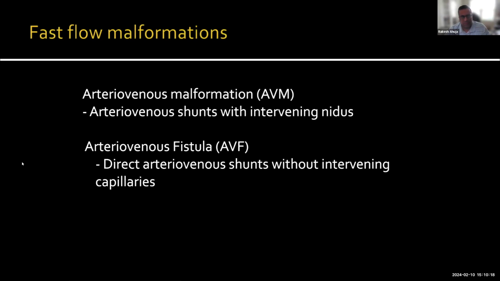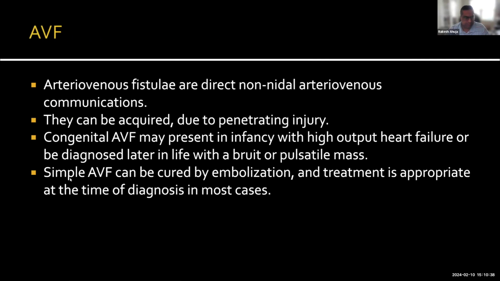So this is a fast flow malformation. These usually have an intervening nidus, which is basically parenchymal tissue, which leads to formation of this bypass of the capillary bed. That's why they're called nidus. And then the fistula is without any intervening capillaries. These are direct non-nidal arteriovenous malformations, which is AVF.